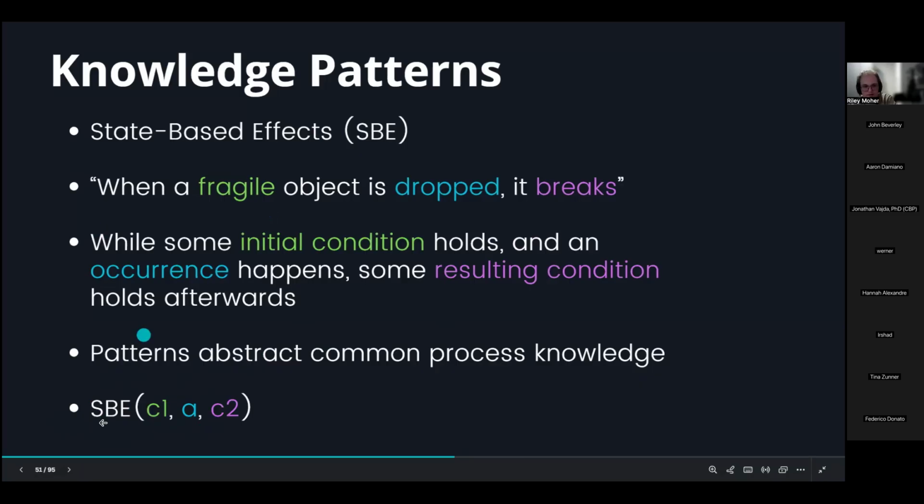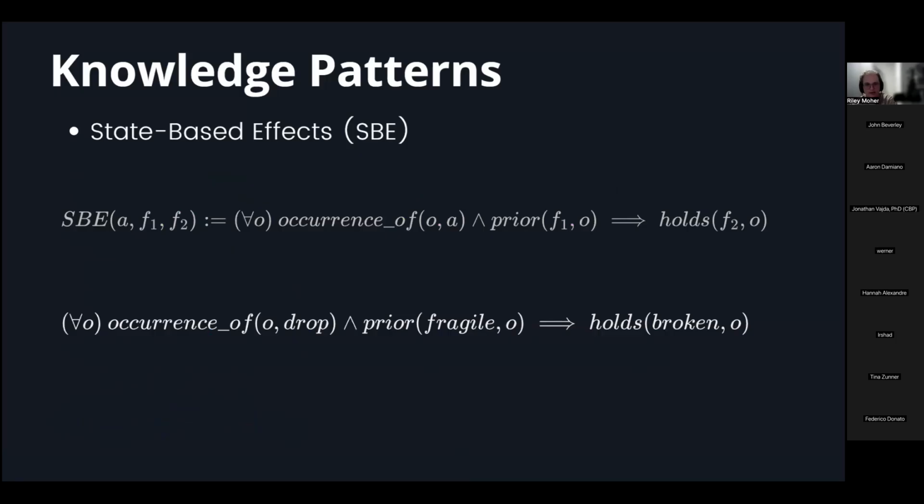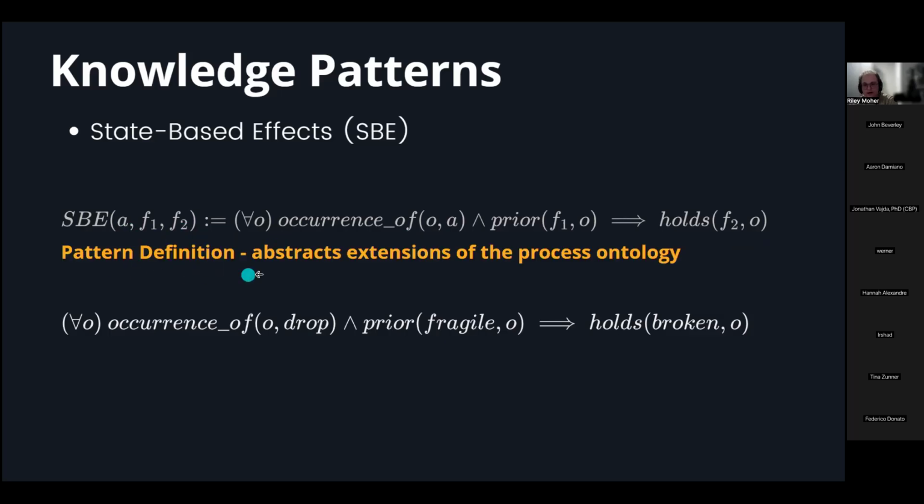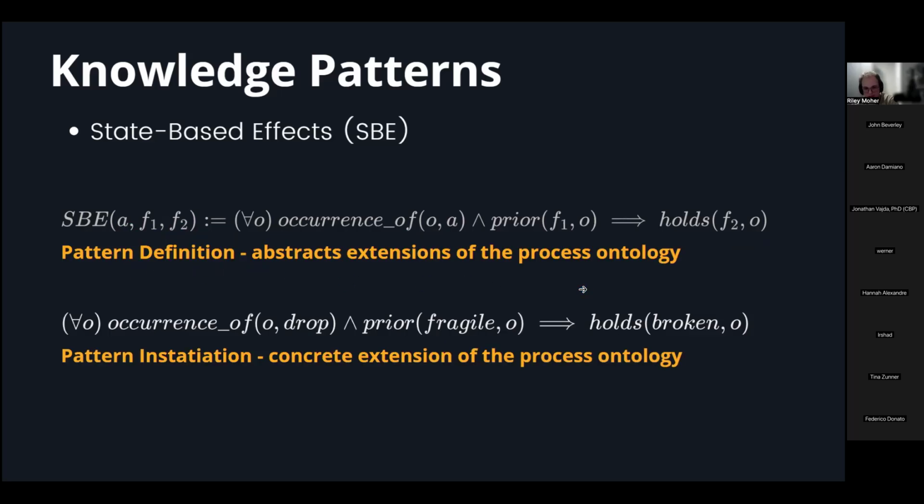So in this case, we would simply call state-based effect with the arguments being fragile as the initial condition, dropped as the occurrence, and breaks as the resulting condition. What that looks like, more formalized in terms of the language of the ontology, is we can say a state-based effect is an axiom of this form, where it has the following free variables, right? So this is our pattern definition, and then we can instantiate it.